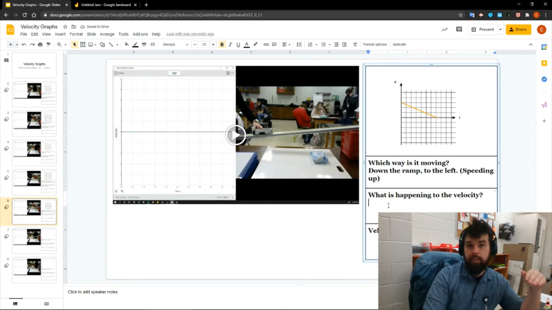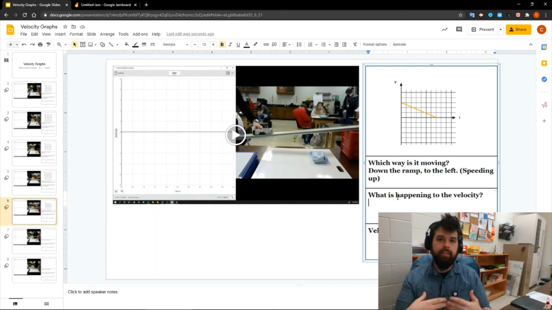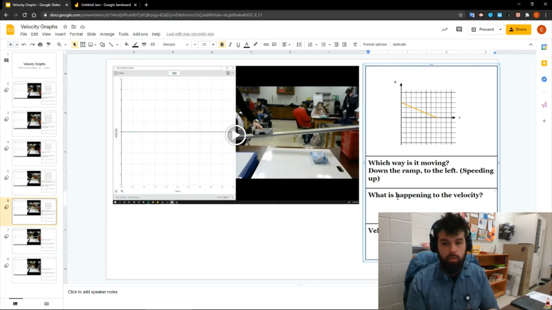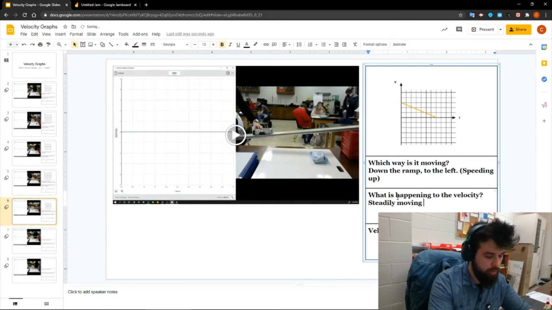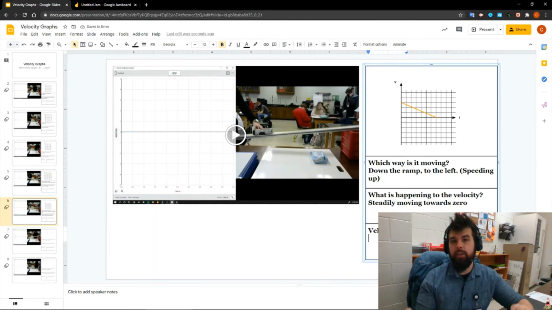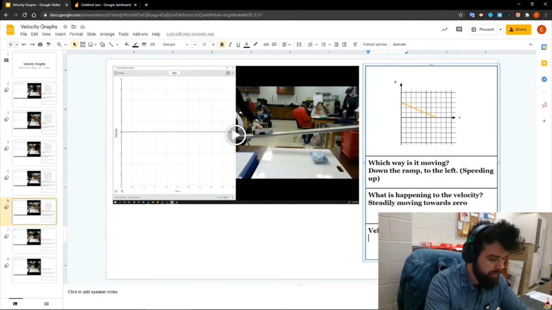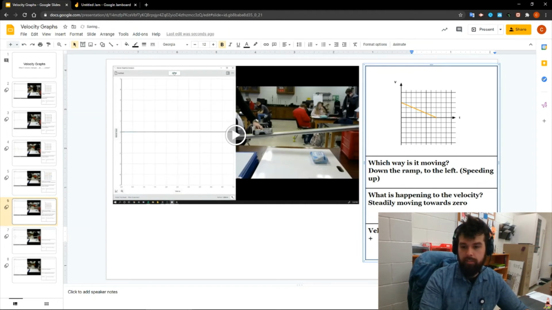Now, to be very specific about this, what is happening to the velocity? Well, it may seem like it is still increasing, but remember, we're going to the left, so we have a negative direction. So what I'm going to say about the velocity is that it's steadily moving towards 0. Our velocity is still positive, but now it's heading towards 0. Positive velocity. Okay.